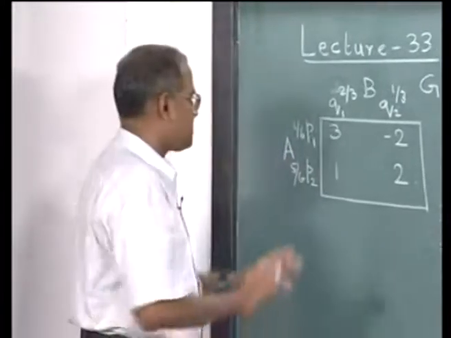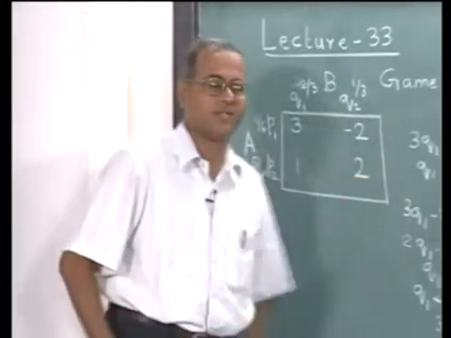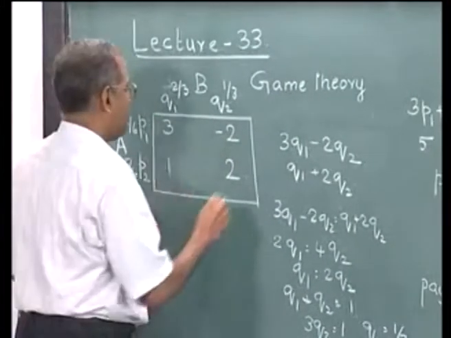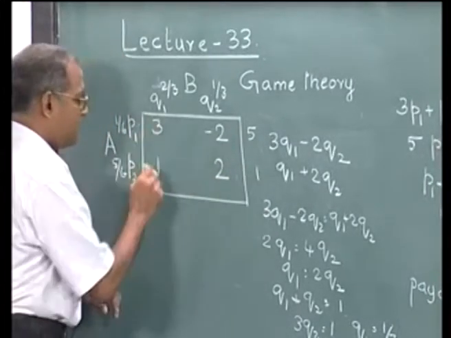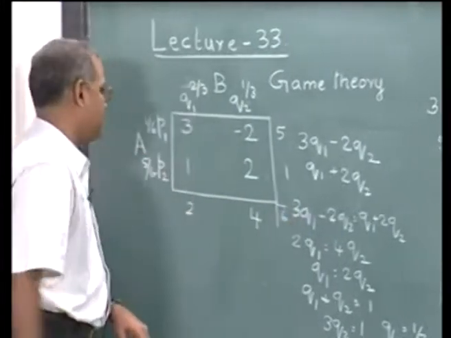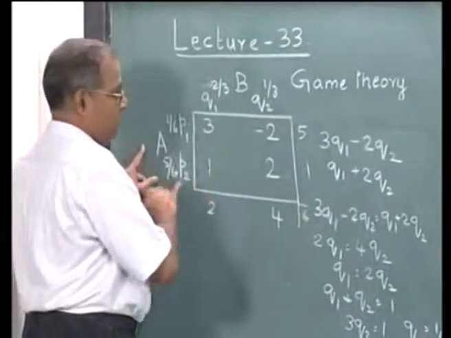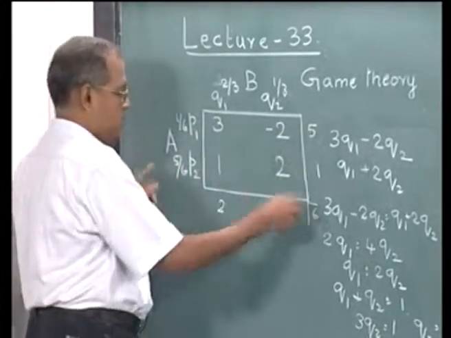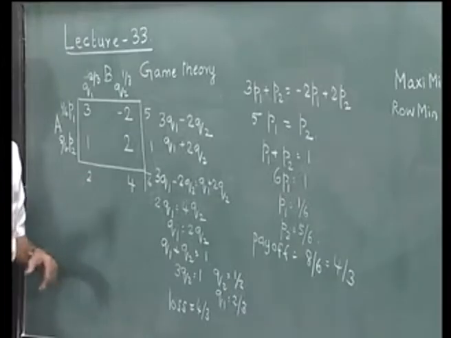Now, there is a simple shortcut to do this, which is a very simple way of solving these equations. One is to find the absolute difference between them. So, we get 5 and the difference is 1, here the difference is 2 and the difference is 4. So, this adds up to 6. Now, we realize that A will do 1 by 6, B will do 5 by 6. Here P1 is 1 by 6, P2 is 5 by 6, Q1 is 4 by 6 or 2 by 3, Q2 is 2 by 6 or 1 by 3.